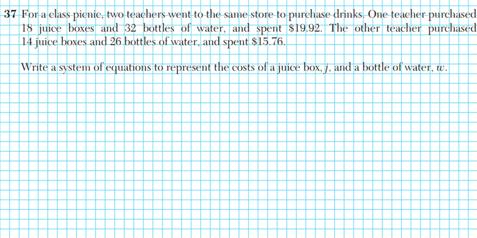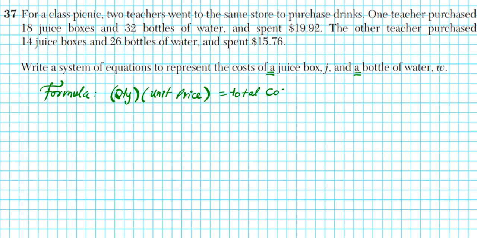water W. So we're asked to write down the cost of a juice box and a bottle of water. So we're looking at unit costs here. So let's go over our formula again. We talked about this previously. If you multiply the quantity by the unit price, which is what we're going to be looking for, you're going to get the total cost.